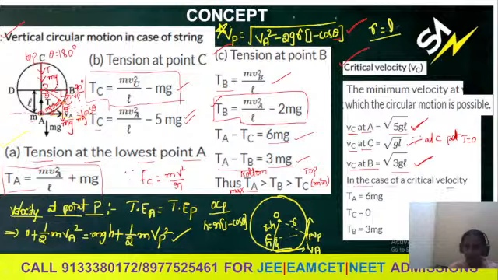So in the case of critical velocity, tension at point A will be equal to 6 mg because tension at point C is minimum. So we put TC value 0, and TA is 6 mg. Tension at point C is always minimum, means at the top of the circle tension will be minimum, and tension at point B will be equal to 3 mg, because you can check here. If TA is 6 mg, take 3 mg this side, that gives TB value 6 minus 3, 3 mg.